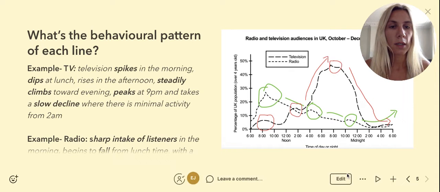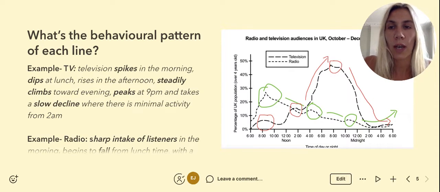Okay, so this video just goes over a particular question that you will be given when presented with visual data, a graph of some sort. There are 5 types, and this would be a line graph, and this depicts radio and television audiences in the UK over a period of time. So let's go through it.